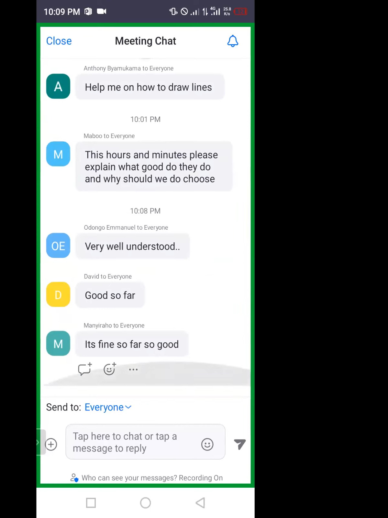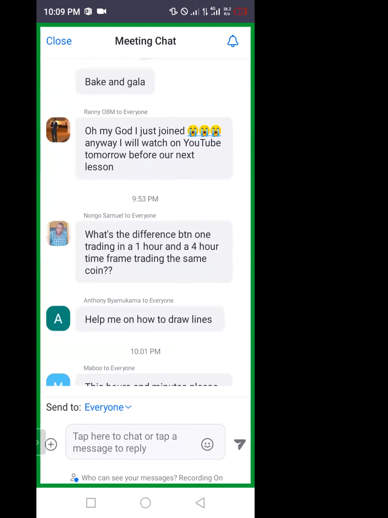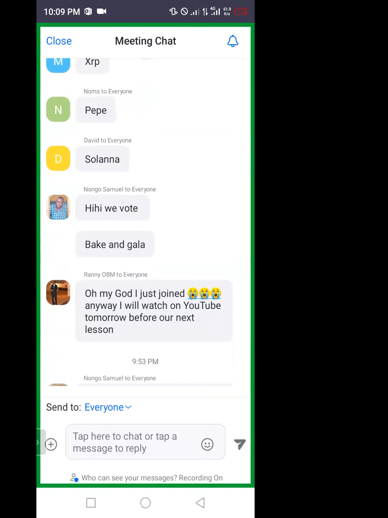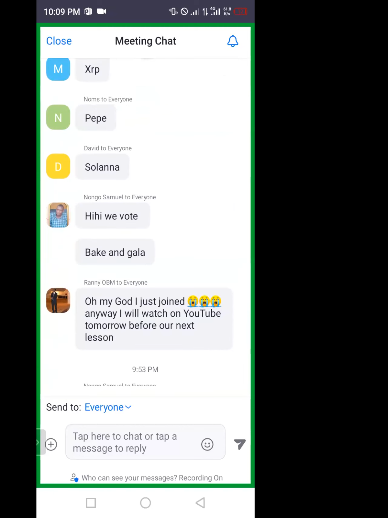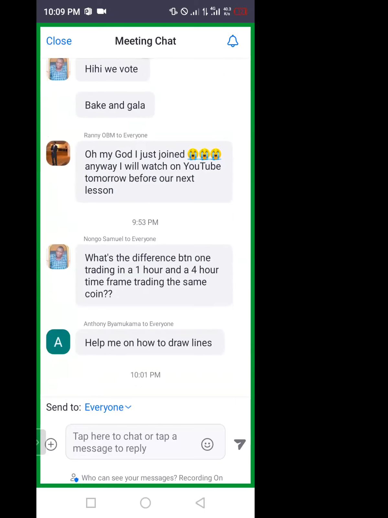Good so far. It is fine so far, so good. That is Maniraho. Rani, you will watch the recorded version if you came in late. Someone says, what is the difference between trading 1 hour and 4 hours?